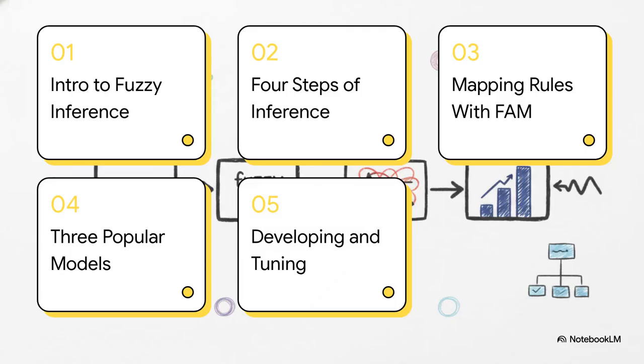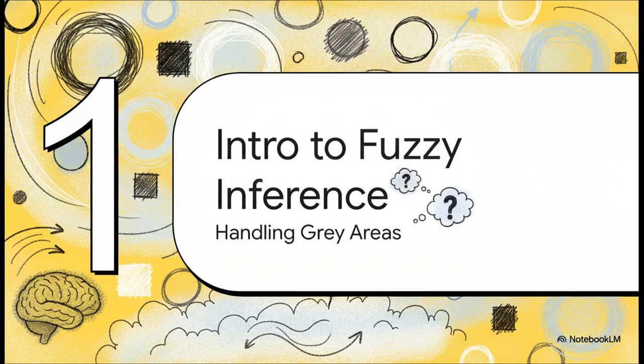white. Here is our quick roadmap for this explainer. We'll start with an intro to fuzzy inference, walk through the 4 strict steps of the process, look at mapping rules with FAM, check out 3 popular fuzzy models, and wrap up with developing and tuning these systems. Let's get to it. Okay, kicking things off with Section 1, Intro to Fuzzy Inference.